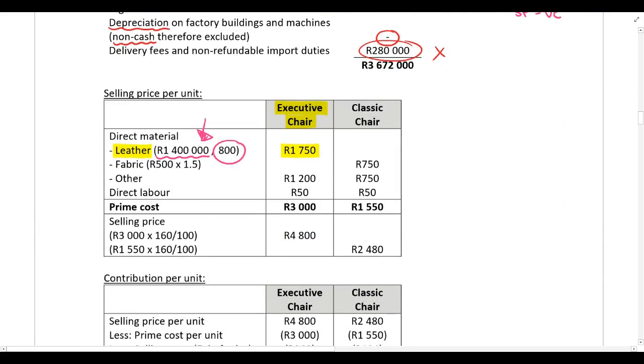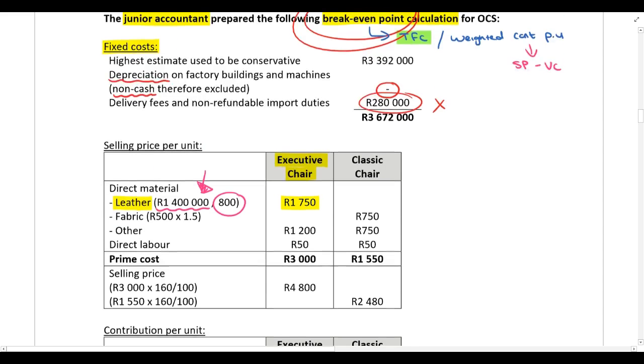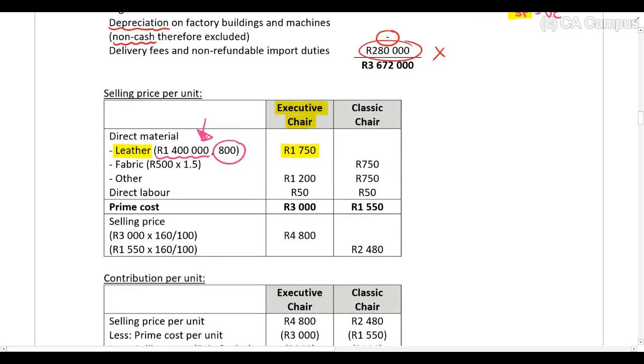All right, so that deals with the fixed costs. Then he calculates the selling price per unit, because obviously before we can calculate the contribution per unit, we need this selling price per unit. So we need the prime cost, because we know that the selling price per unit is based on the prime costs. So first we need the prime cost, we then need to add a markup of 60%, and that will give us the selling price per unit.